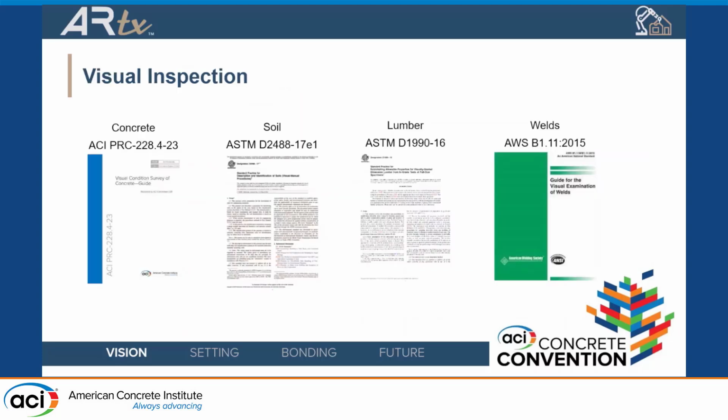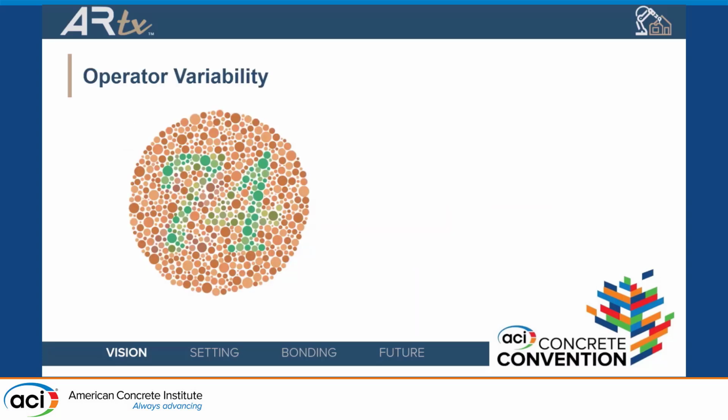We use visual inspection to do a lot of pass-fail tests on structural integrity. Concrete has a visual assessment guideline. There's one for soil, there's one for lumber, there's even one for welds. But we know that human vision is kind of variable, right? So you guys have probably seen one of these before.